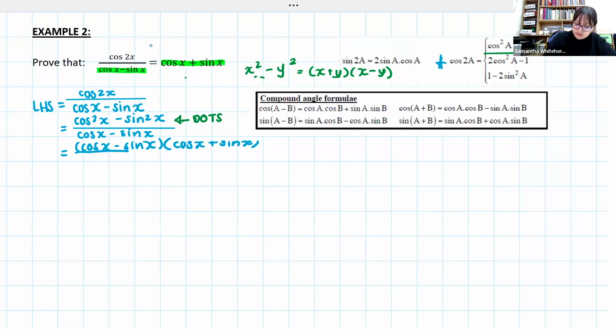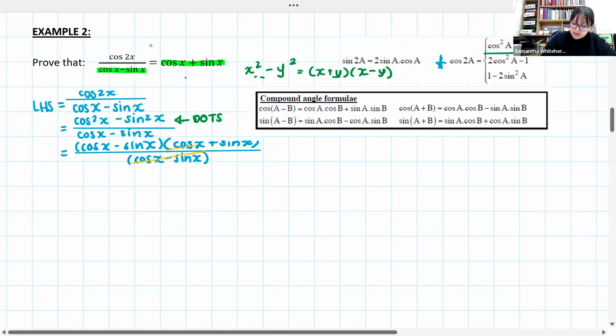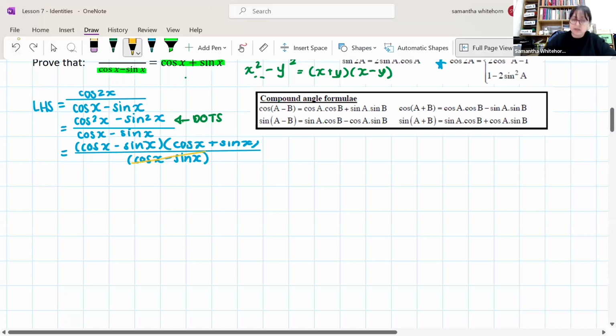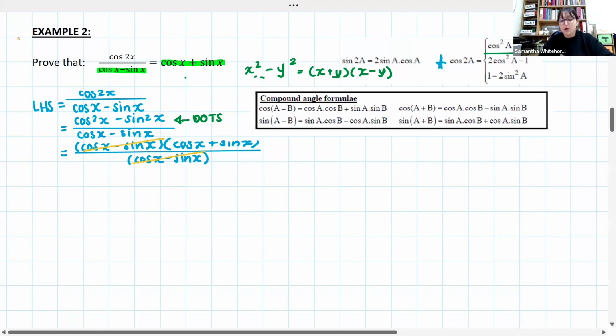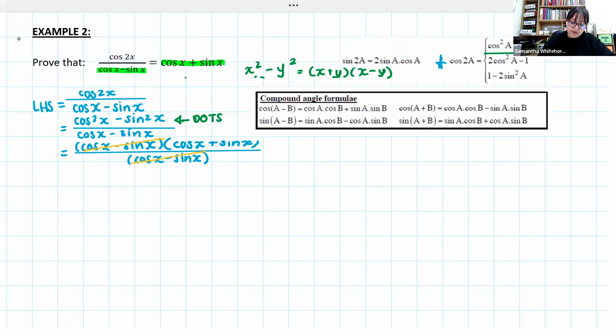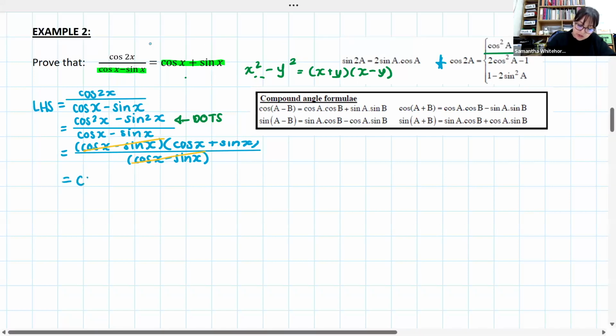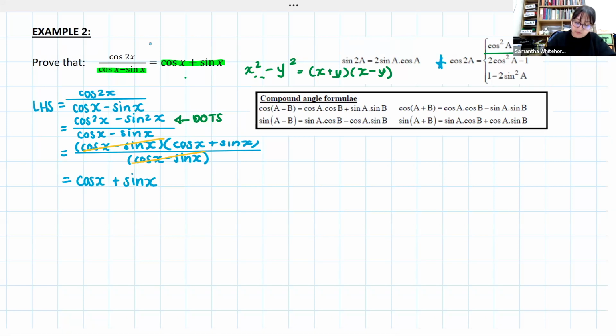Difference of squares. In my denominator, I still have my cos x minus sin x, and you should remember this from your grade 11 algebra. We are now able to cancel out the entire factor of cos x minus sin x. That's gone. The whole bracket divides away. And so what I'm now left with is just the bracket cos x plus sin x. And if you look to your right-hand side, that's exactly what we wanted to prove.